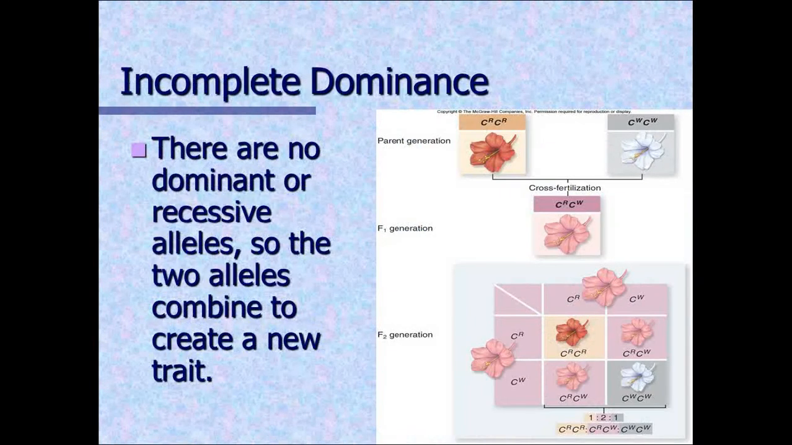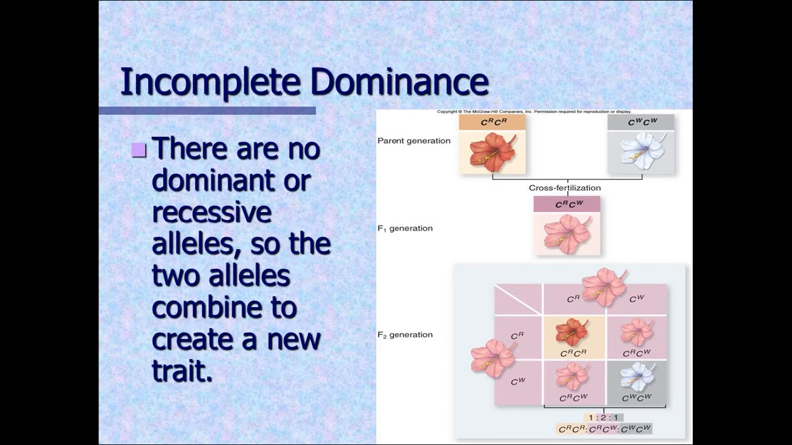In some types of inheritance, there are no dominant or recessive alleles. Instead, the alleles combine to create a new trait. One of these is incomplete dominance. If you look at the picture, we're going to begin with a red flower and a white flower.